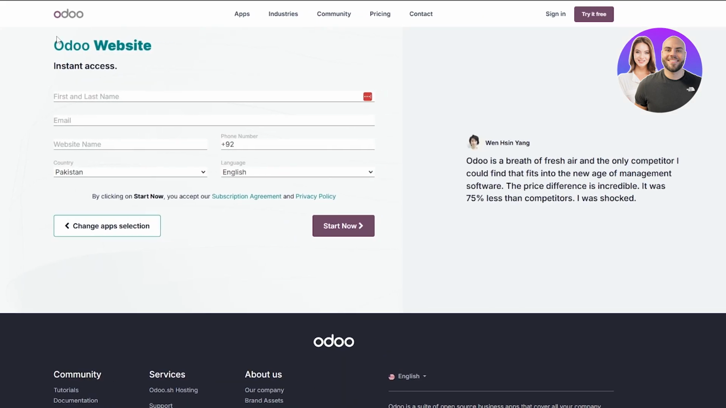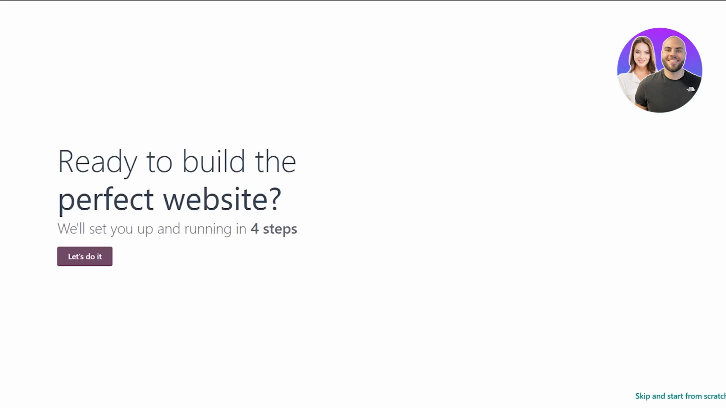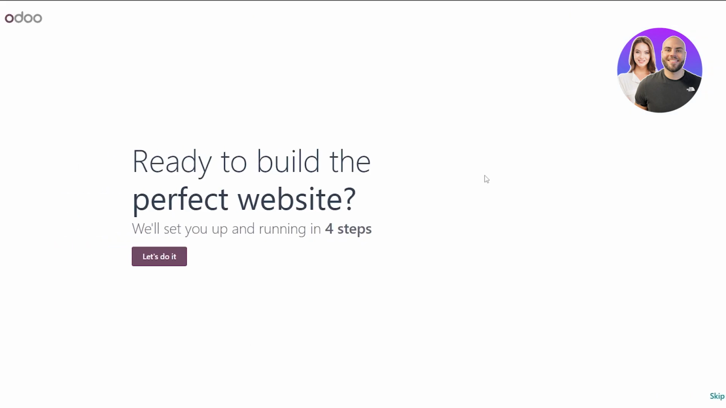And then it's going to take you over to the sign up page where you can go ahead and sign up with the Odoo website feature by just simply entering in your first name, last name, email, website name, phone number, country, and then just simply click on start now. So I'm going to go ahead and sign up and catch you guys in one sec. All right, so as you can see, once you've done that, it's going to take you over here.